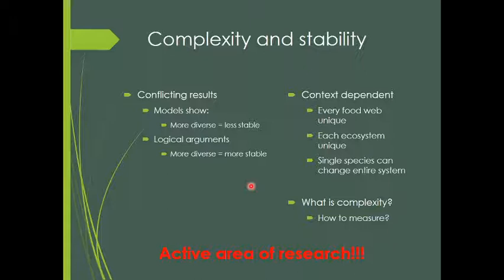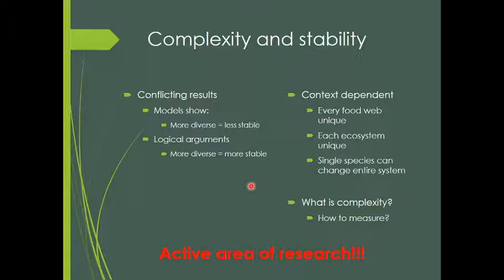All the logical arguments kind of go towards more diverse, more connected food webs being more stable. So it's really confusing, and this is a really active area of research, and it's really context dependent. I think it's really hard to make a generalization about food webs. Basically, every food web is really unique. Each ecosystem, even if you have the same players in a food web, might be similar or very, very different. The addition of a single species really can change the entire system.